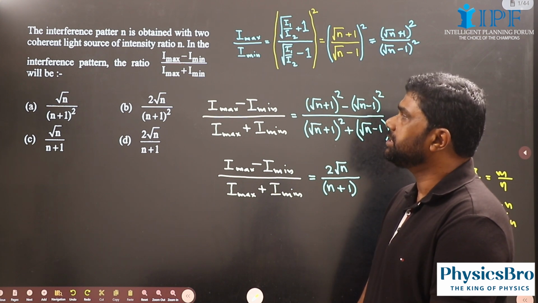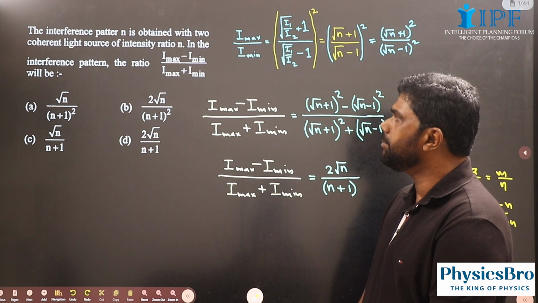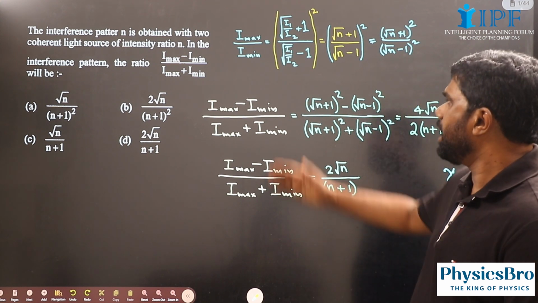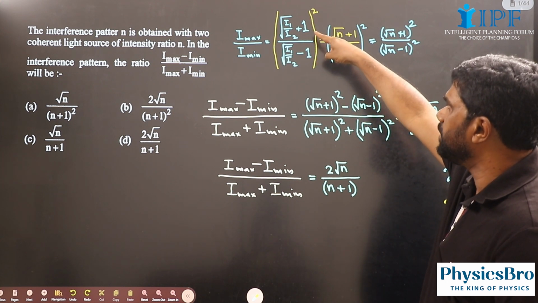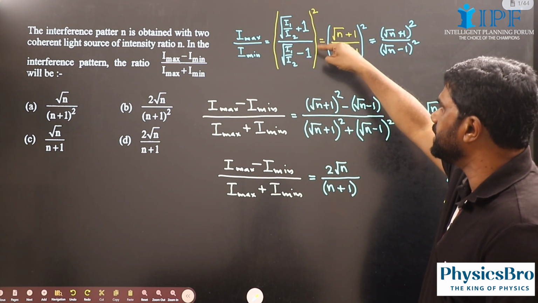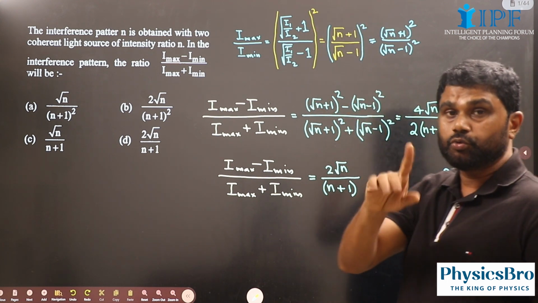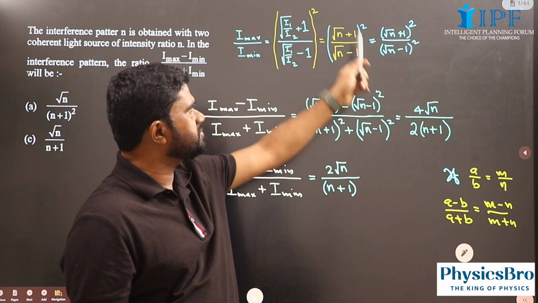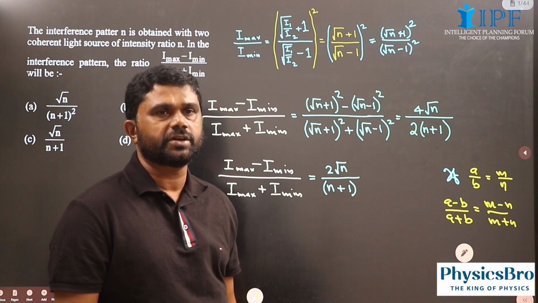In the interference pattern, the ratio I max minus I minimum divided by I max plus I minimum will be. We have I max by I minimum equal to (root of I1 by I2 plus 1) divided by (root of I1 by I2 minus 1), whole square. And root of I1 by I2 is root n. So it will be (root n plus 1) divided by (root n minus 1) whole square, or we can write (root n plus 1) whole square by (root n minus 1) whole square.